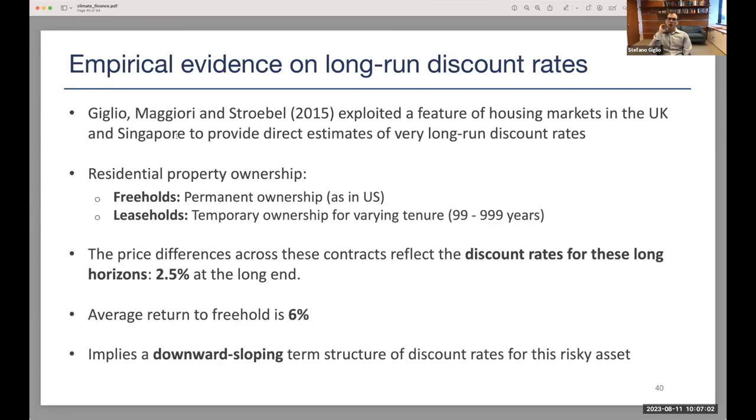So let me review first, where do we get this transaction data?